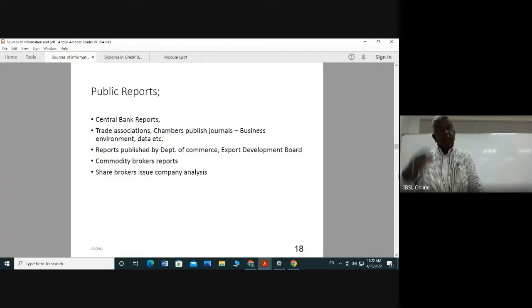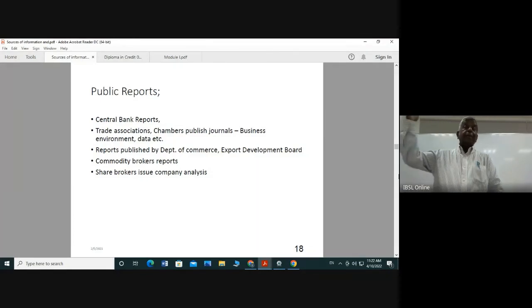They have a very good library, a book sales center at the office. So you can go there, verify, and if necessary, you can buy and go through it and collect the information. Central bank reports, and apart from that, central bank annual reports give various information about industries and agriculture. So very useful.